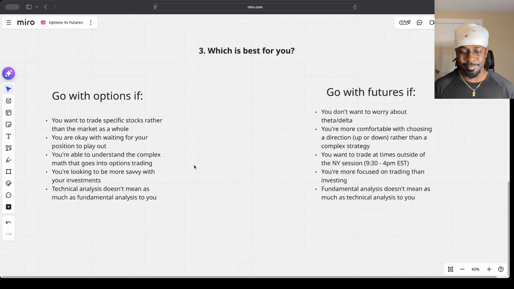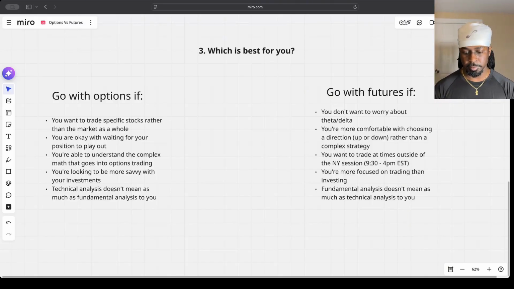If all that is kind of mumbo jumbo to you and you are really worried about, okay, how much money did the company make last quarter? What was the revenue? What was the profit? Last year, how many users did they have? How many users are they projected to have? If you're worried about fundamental analysis, then options might be better for you.